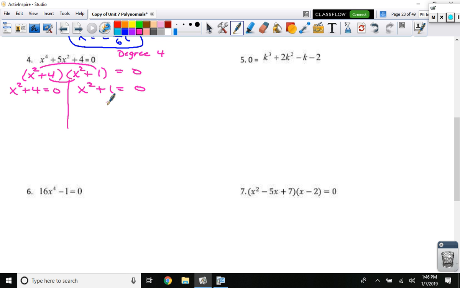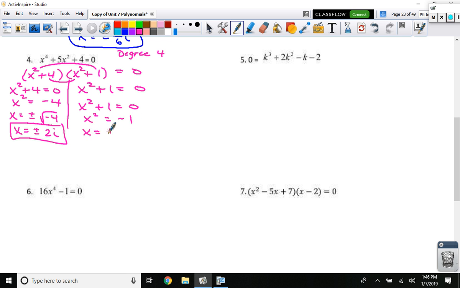Not subtraction, right? So I'm going to subtract: x squared equals -4. X equals plus or minus square root of -4. X equals plus or minus 2i. 2 imaginary. X squared plus 1 equals 0. X squared equals -1. X equals plus or minus square root of -1. X equals plus or minus i.